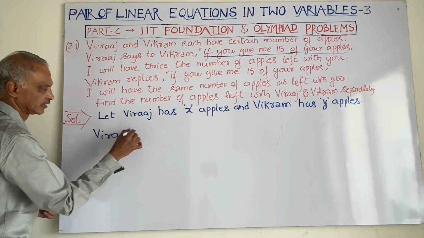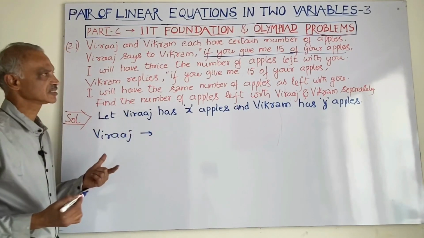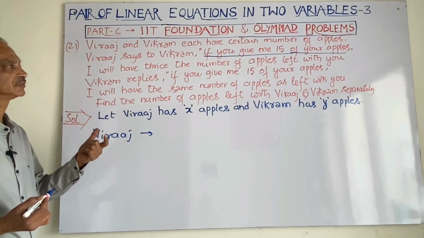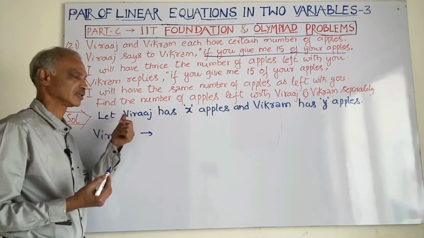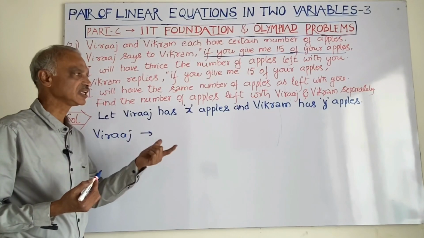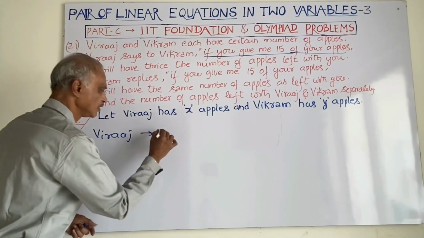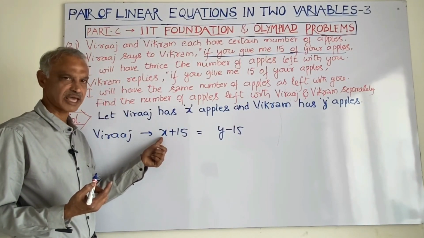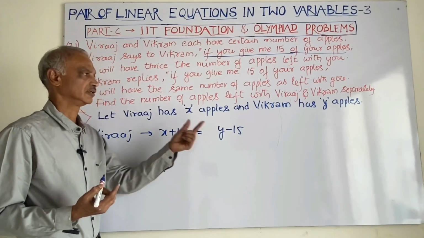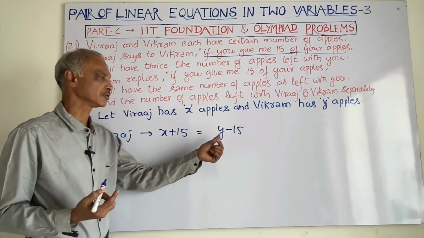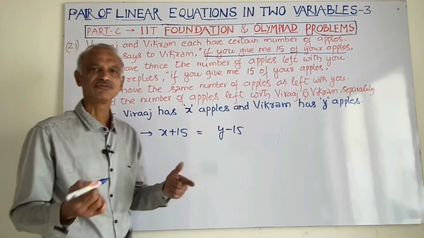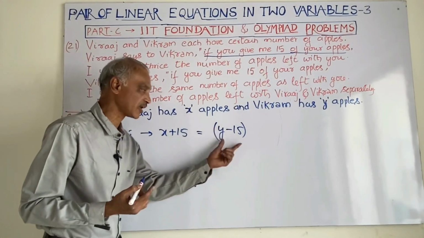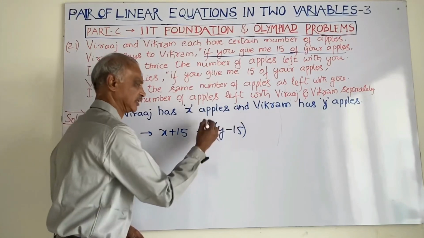Viraj says, if you give me 15 of your apples, I will have thrice the number of apples left with you. If Viraj takes 15 apples from Vikram, he will have X plus 15. Vikram now has only Y minus 15, since he has given 15 apples to Viraj. Viraj is now having thrice the number of apples left with Vikram.